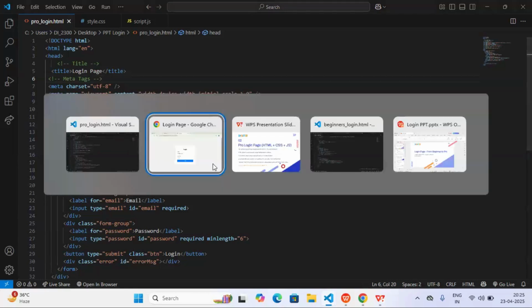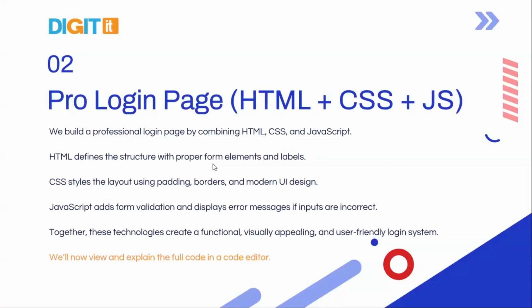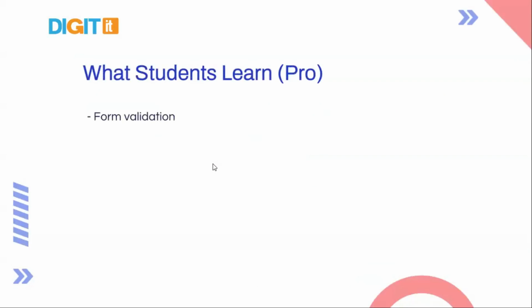Before that, I want to tell you what students can learn when they come to this pro level: form validations and responsive layout. Whenever you create any web page, it should be responsive. No one is going to tell you it should be responsive. Whether you are a beginner or a senior developer, you need to understand these coding standards with responsiveness and everything.